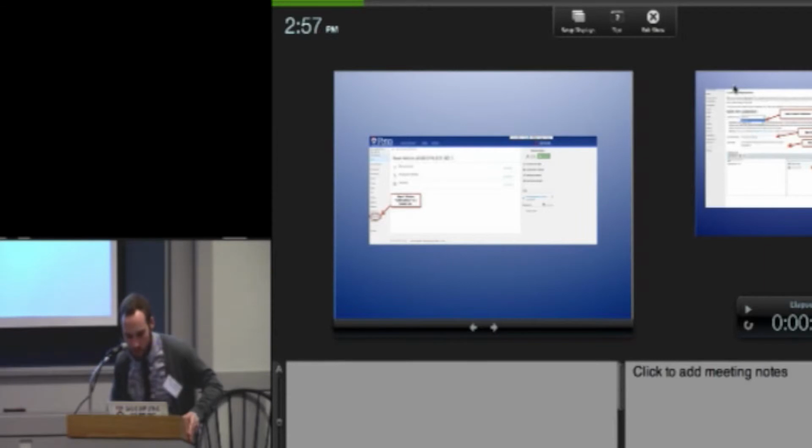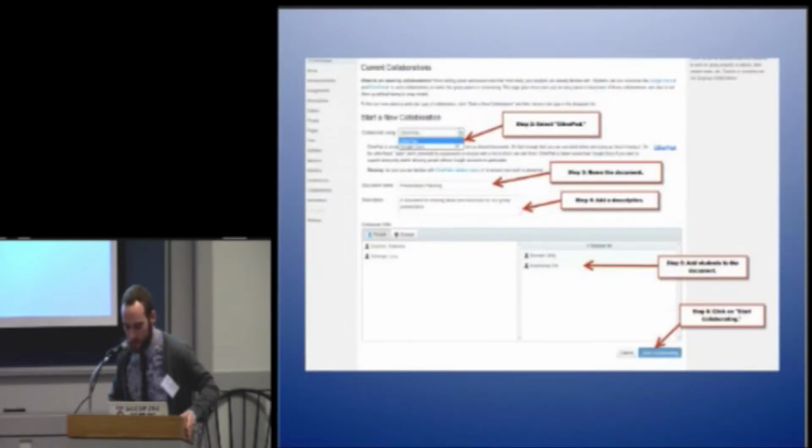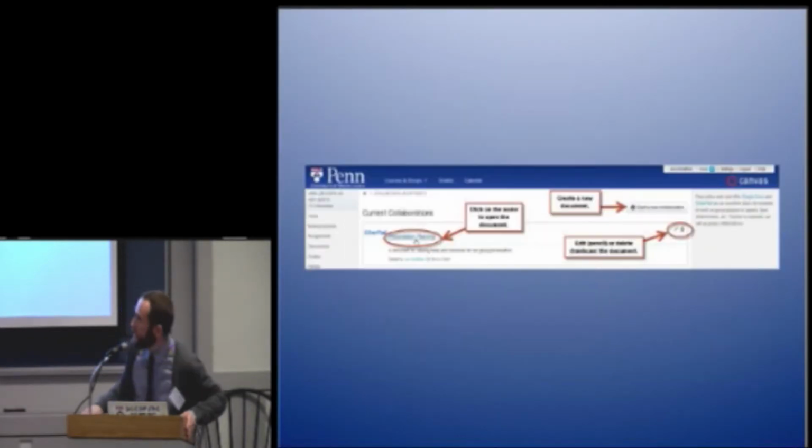The very first step is to just click on collaborations in Canvas. The second is to fill out the Etherpad form, which asks for a title, a description, and you also can select the people who you want to participate or to use this particular Etherpad document. From there, your students or users access it through a link that has the name that you've given it.